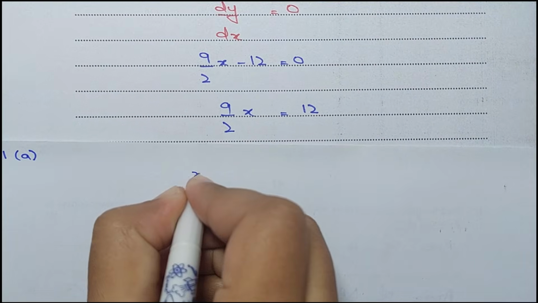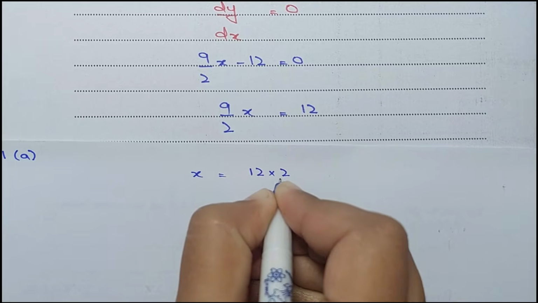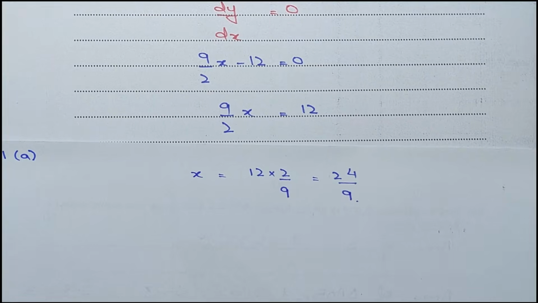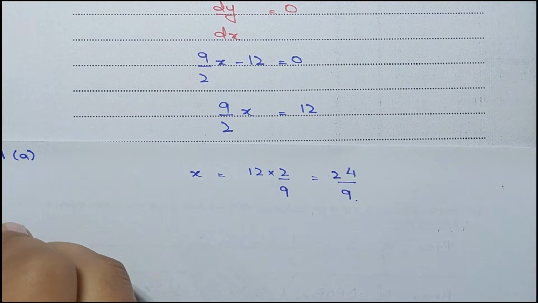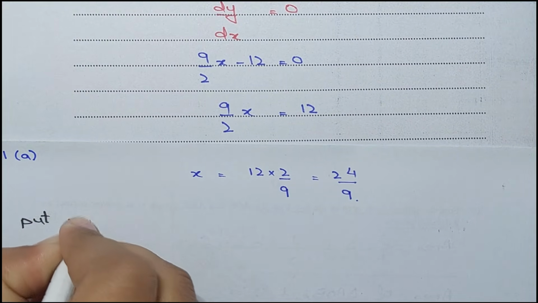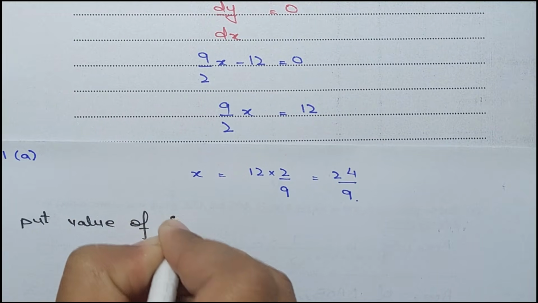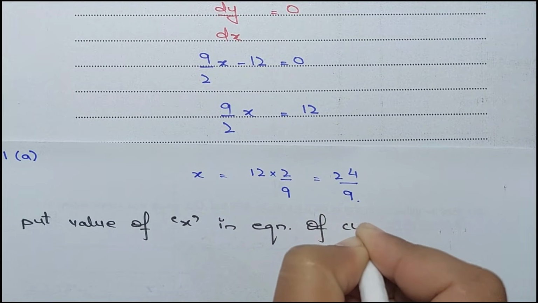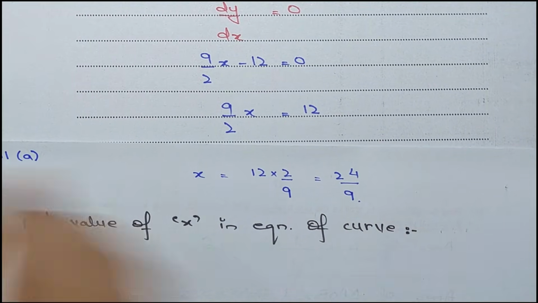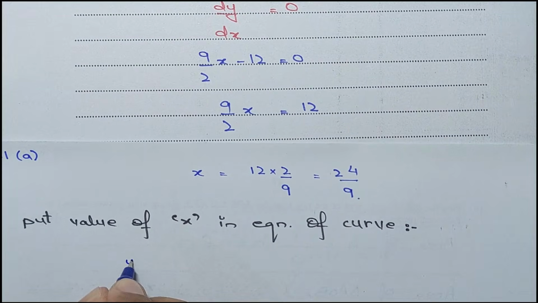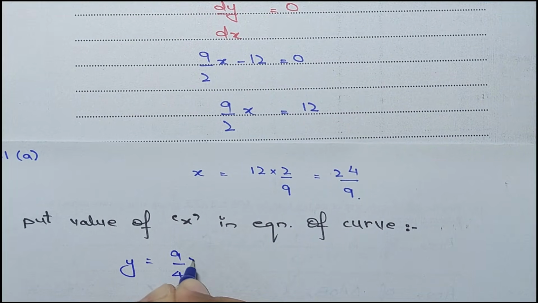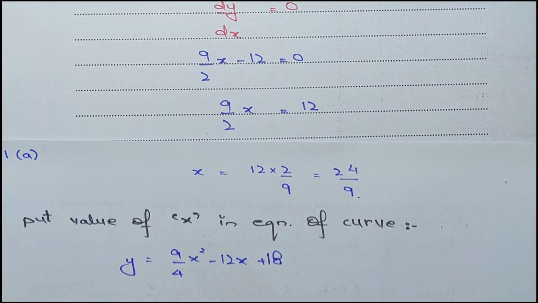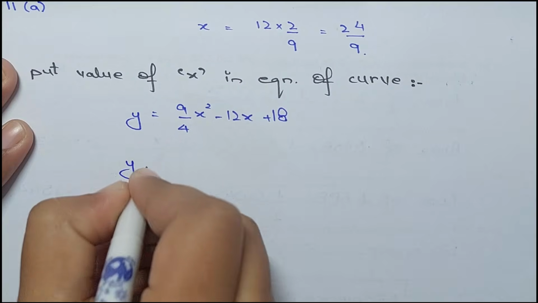Now let me solve for x. So x would be equal to 12 times 2 divided by 9. 12 times 2 is 24, and 24 over 9. This is the x coordinate, right? Now put the value of x in the equation of the curve. So the equation of the curve is y equals 9 over 4 x squared minus 12x plus 18. Right. Just substitute the value for x.